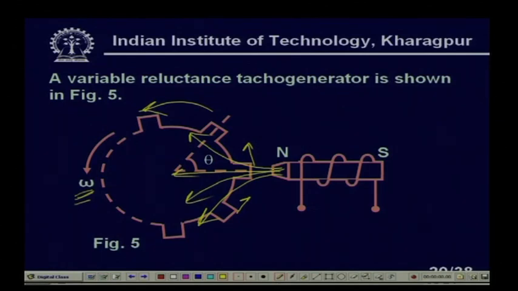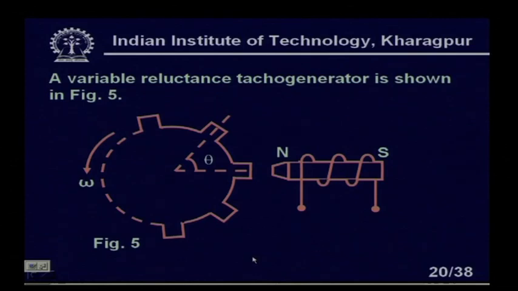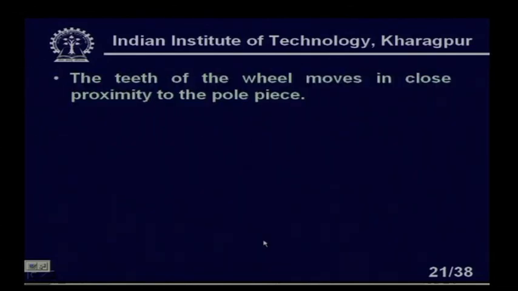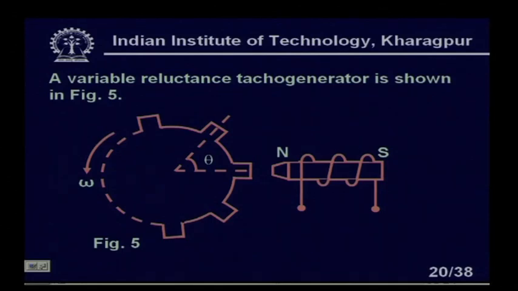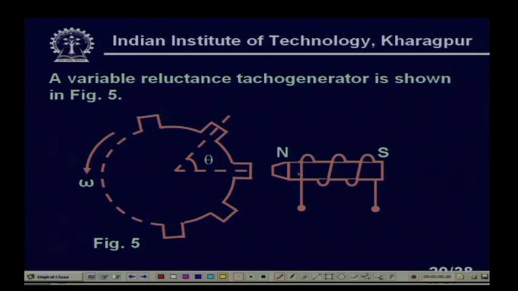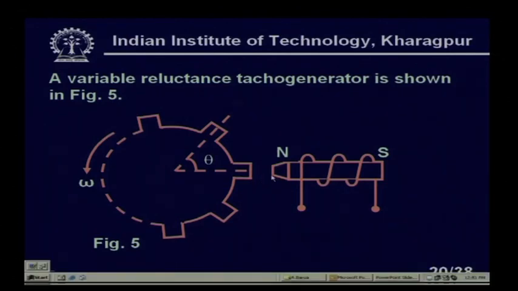Using this principle, we have made a turbine flow meter. Here again I will repeat, this is made of permanent magnet, this pole piece is made of soft iron and these teeth are made of ferromagnetic material. The teeth of the wheel move in close proximity to the pole piece. As I told you, for the sake of understanding we have drawn that much gap, but actually this gap is very small, ultimately there is no gap at all. So, it should come very close to this, like this, please note.